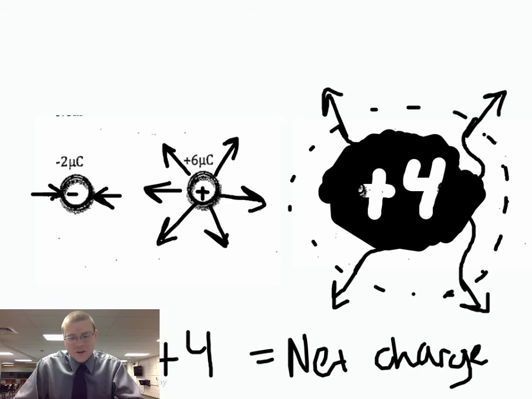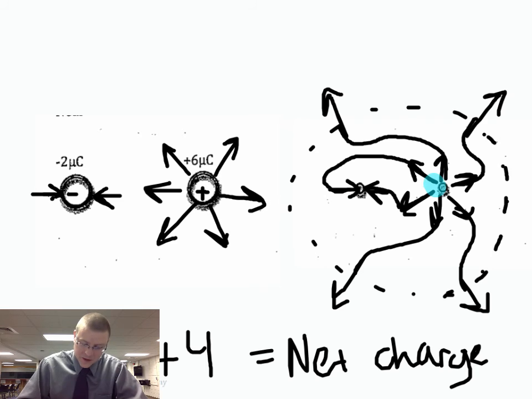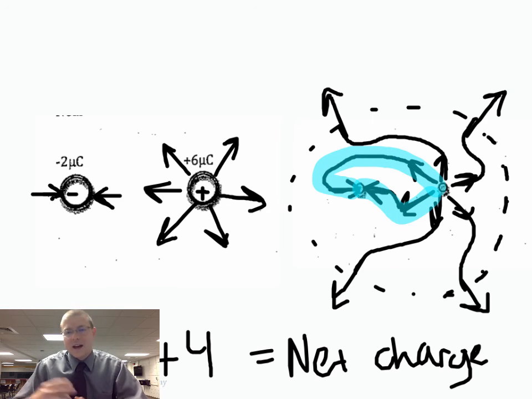Why is it a +4? Because it's made up of these 2 charges here on the left, that -2 and the +6. But I'm so far away I can't distinguish one charge from the other, so my drawing shows me that there is a +4 pulling away, because I had 2 field lines connect in the middle, and I had the other 4 field lines go out forever.